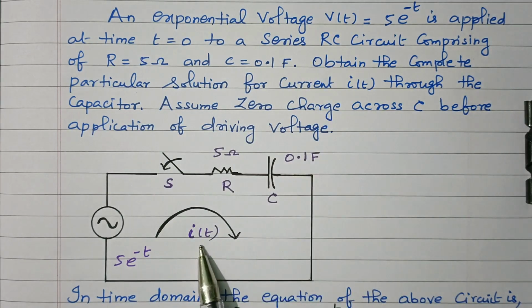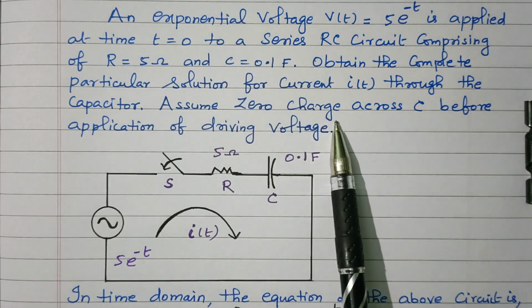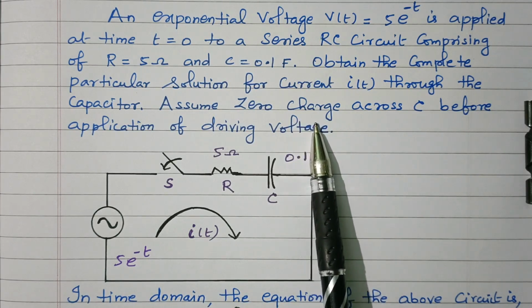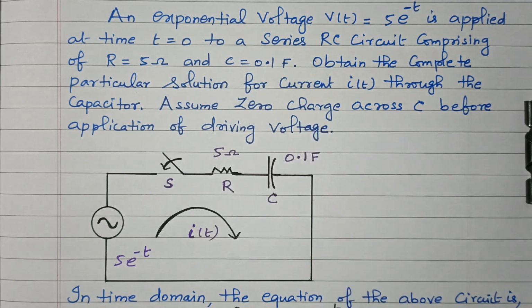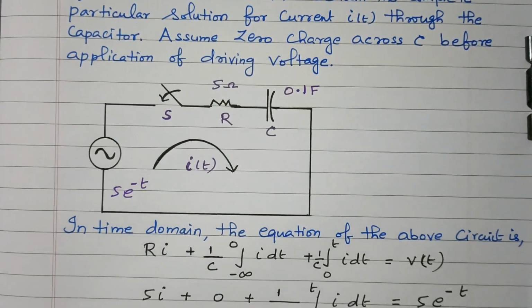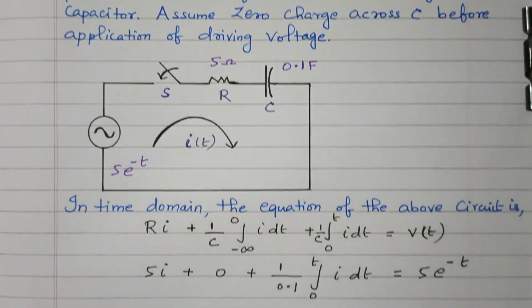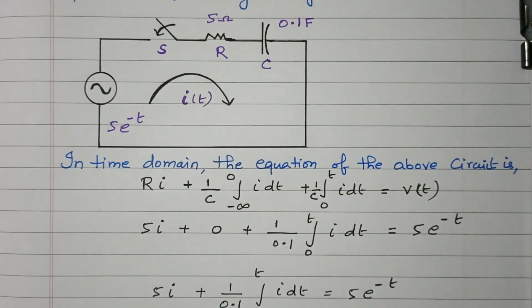So we need to find the transient current across the capacitor. There is no charge available before closing the switch, zero charge. So that is the condition given. So based on that, now first we need to frame the equation for the given circuit by using the Kirchhoff's voltage law.